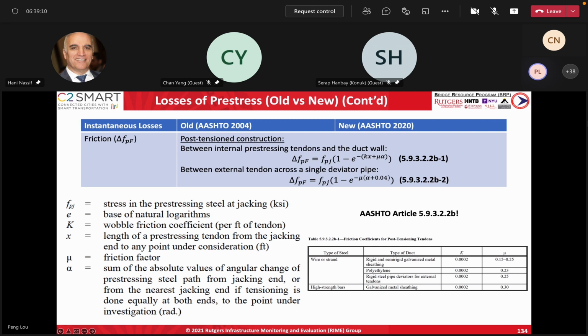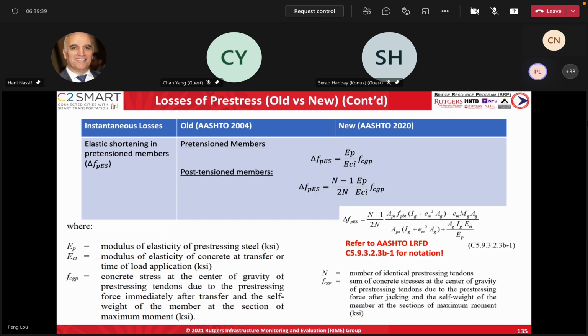And AASHTO provides this table, right? You can look at Table 5.9.3.2.2b-1, right? So for different types of steel, wire or strand, high strength bar, you have different friction coefficient K and mu, friction factor, right? So basically for the friction losses, the new and old losses don't differ from each other. They're basically similar. So next one is elastic shortening.